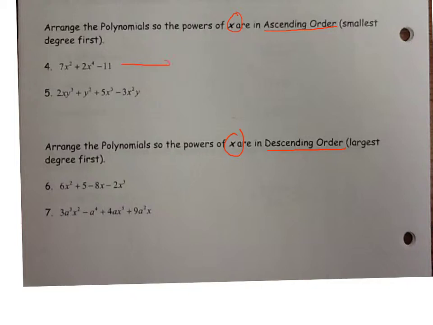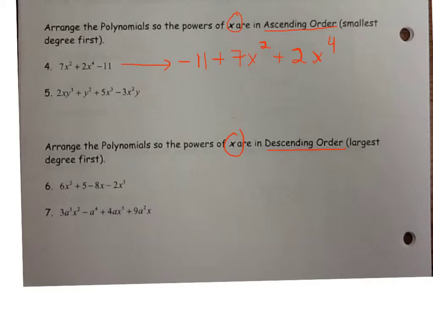If I take this polynomial and I rearrange it so that the powers of x are in ascending order, the smallest power of x for number 4 is actually the negative 11. Because for that one it would be x to the 0 power, so I'm not going to write that. Then the next biggest power would be the 7x squared, and it's a positive, so I'll put a plus between them. And then the highest power is 2x to the 4th. So again, you're just rearranging terms. We're not solving, we're not doing anything, just rearranging.